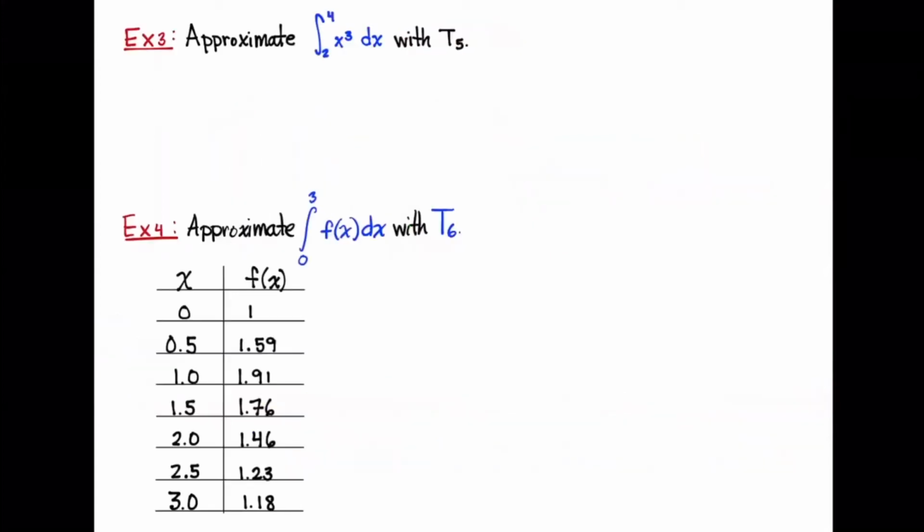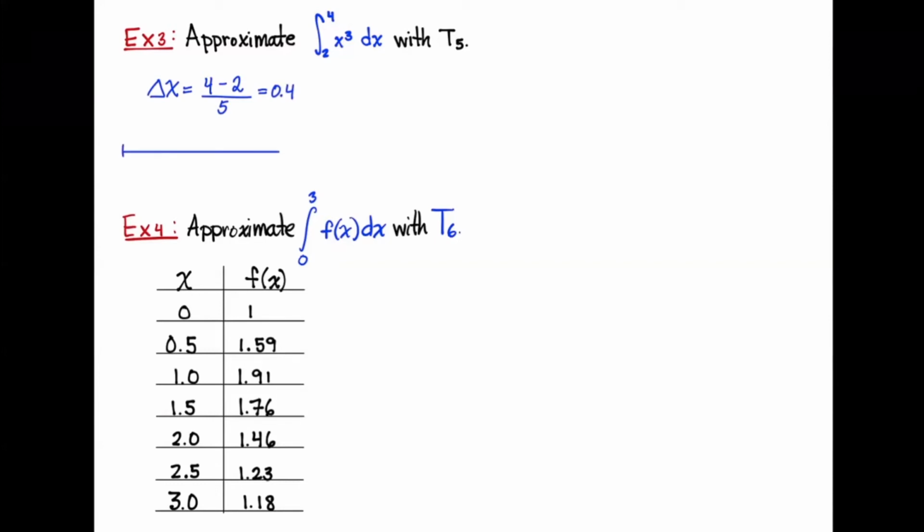So let's do an example. For example 3, let's start by finding our delta x. Delta x is b minus a, so our upper bound minus our lower bound, divided by our number of subintervals, which is 5. So 2/5, I think it might be a little bit easier if we think of that as 4/10 or 0.4. So making our number line, we're starting at 2, ending at 4, and we will have 5 subintervals in all. One, 2, there we go.